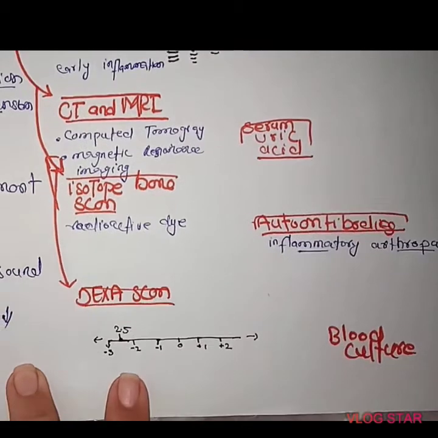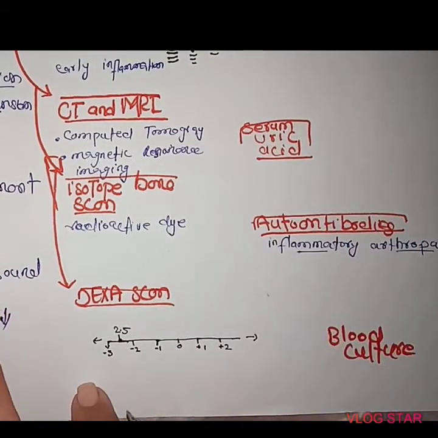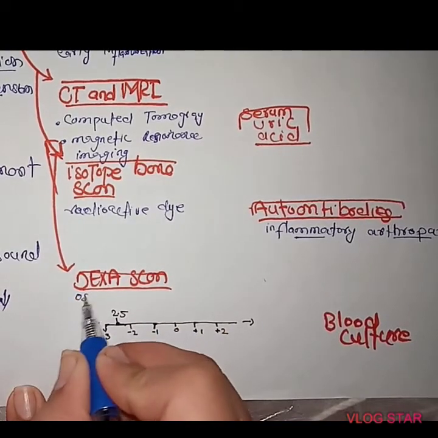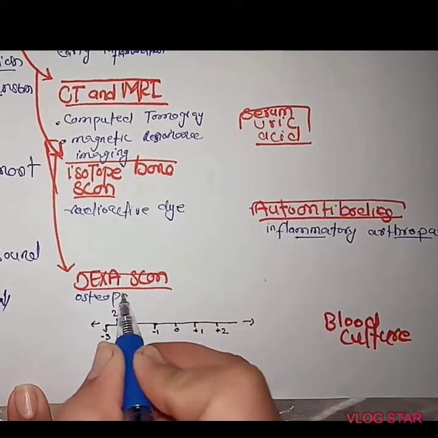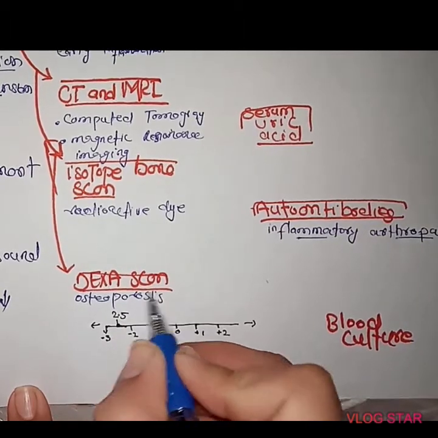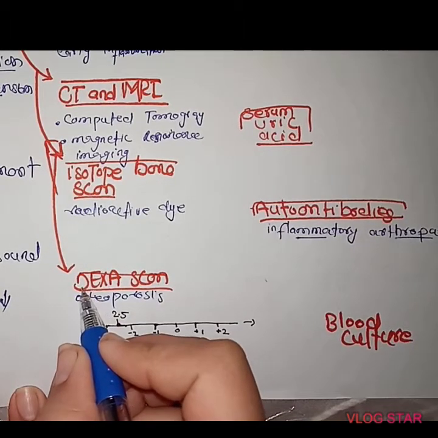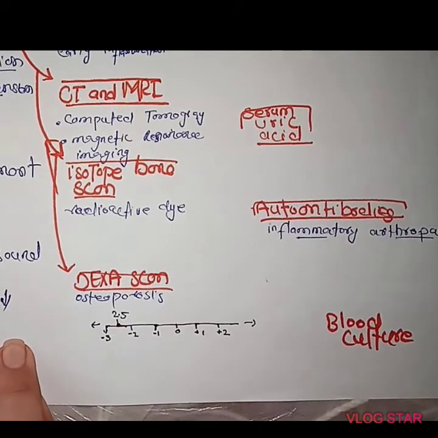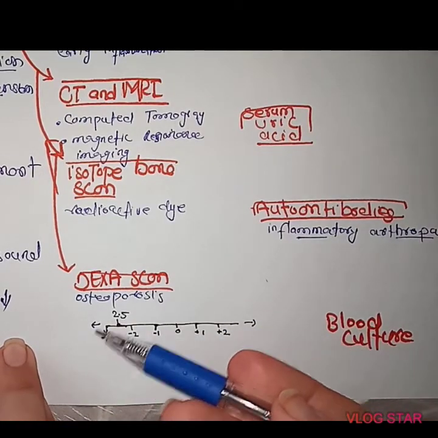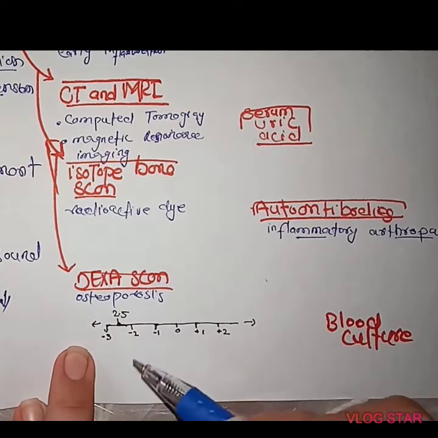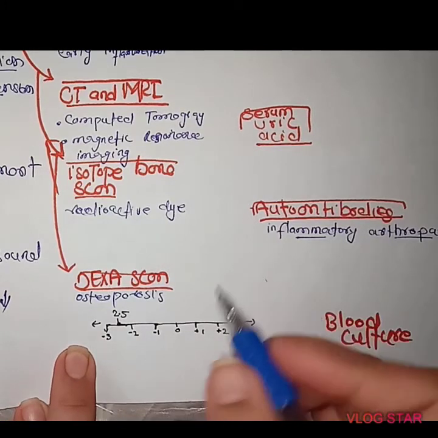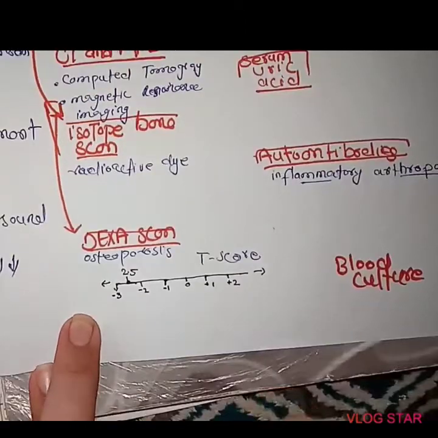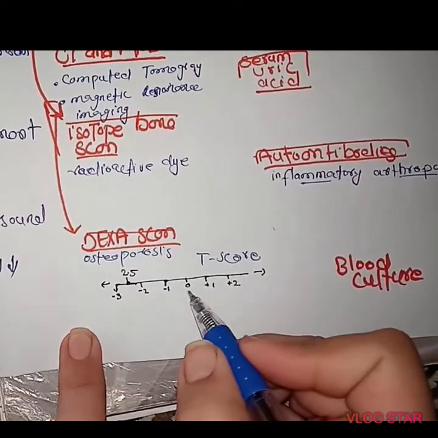The DEXA scan is particularly used for osteoporosis. DEXA stands for dual energy X-ray absorptiometry. Like other machines, DEXA scan is also a machine, and in DEXA scan the result is in the form of the T-score. T-score is actually a scale.